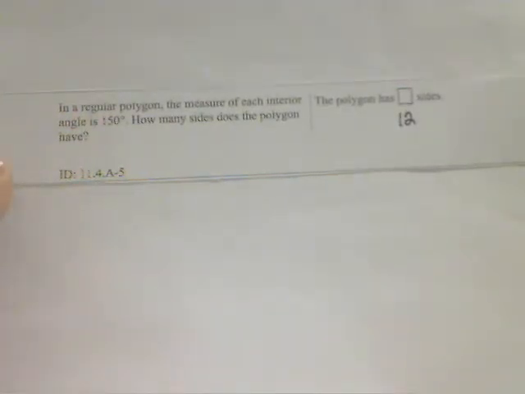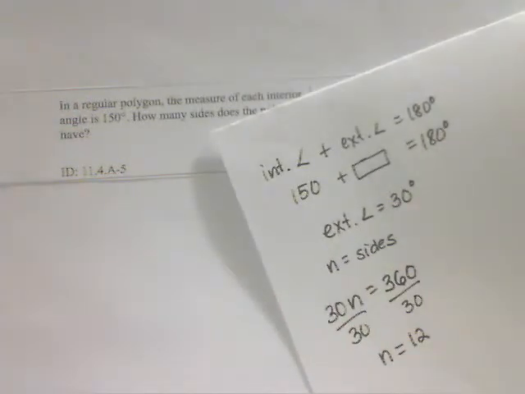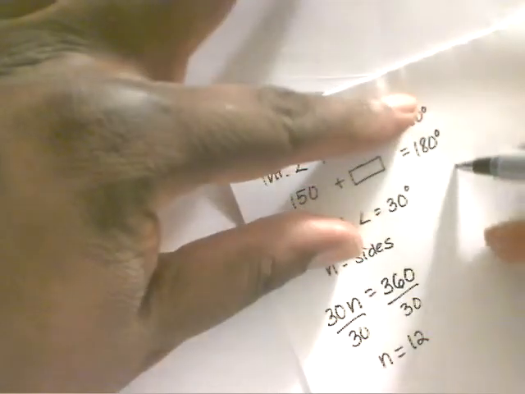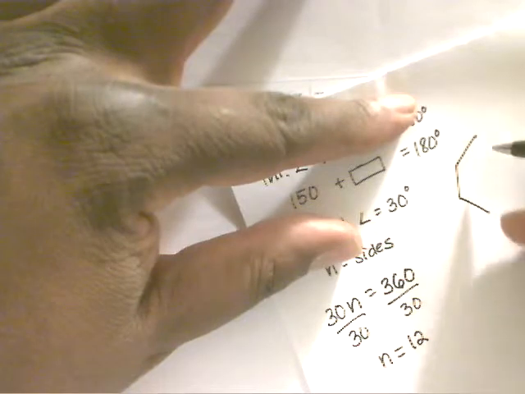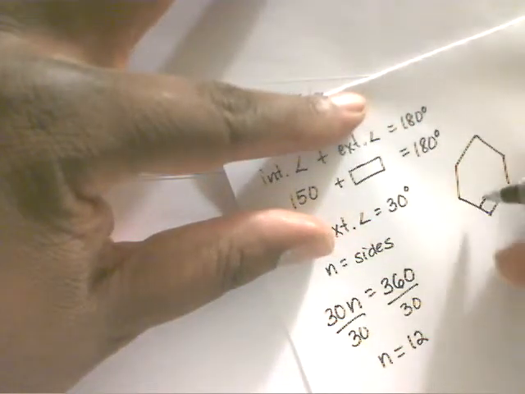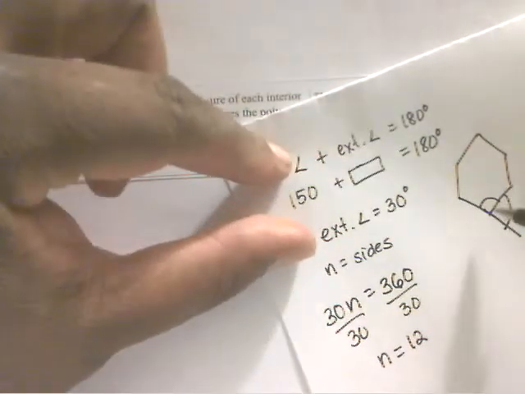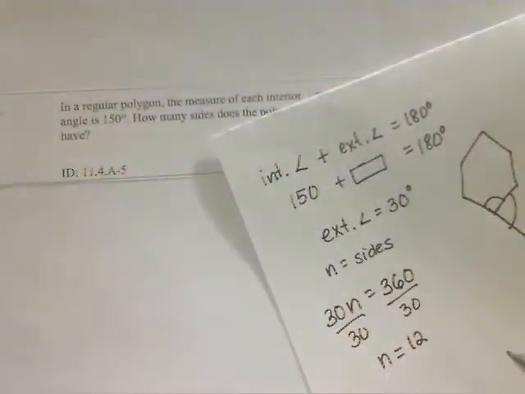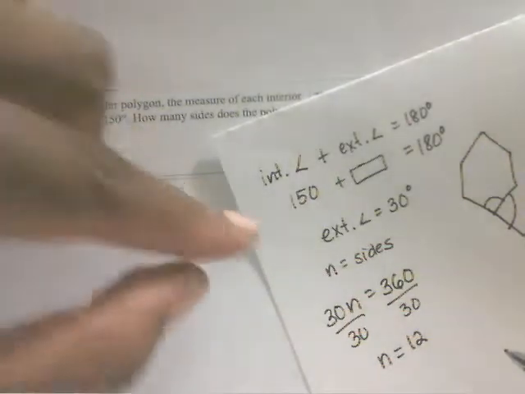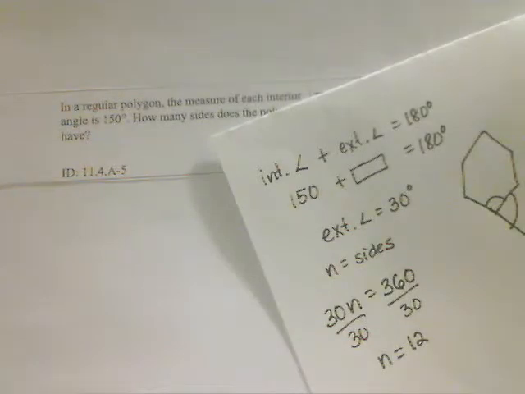Okay. So what I was using was the fact that the interior and the exterior angle have a sum of 180 degrees. Because here, if you think of a polygon like this, here's an interior angle. Extend this, you have the exterior angle. The sum of those two has to equal 180 degrees. So if one interior angle is 150, the exterior has to be 30.